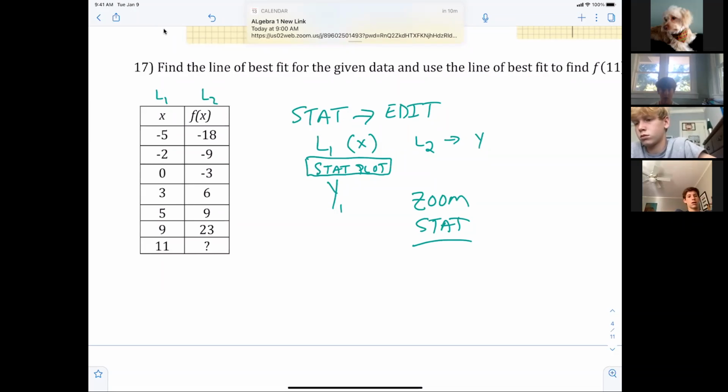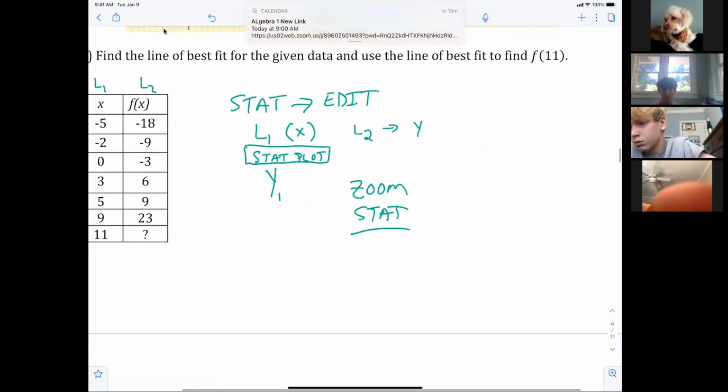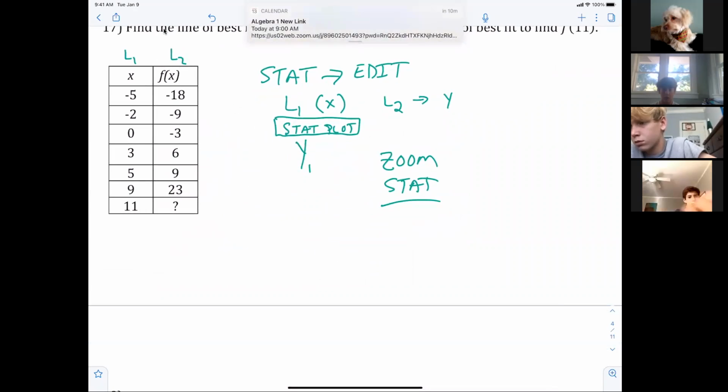Guys, your calculator is super duper powerful. If you know how to use it, you have a big advantage. Anybody have any issues with seeing those plotted points? I don't care what they are.